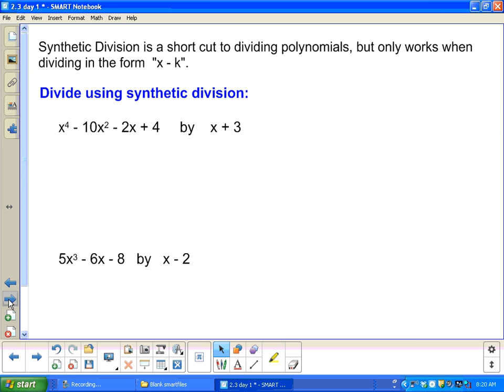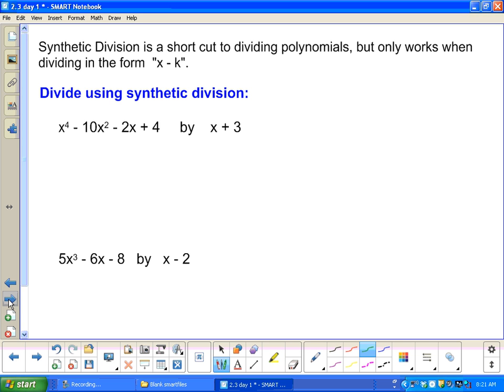But we don't want to use long division all the time. Okay, let's use synthetic division. It's a shortcut for dividing, but it only works when it's in the form of x minus k, not x squared or x cubed. It has to be x to the first. So if I'm looking at x to the fourth minus 10x squared minus 2x plus 4, and I'm going to divide it by x plus 3.